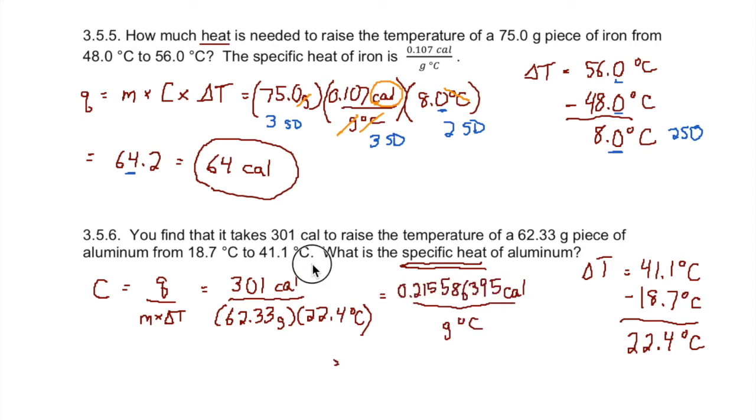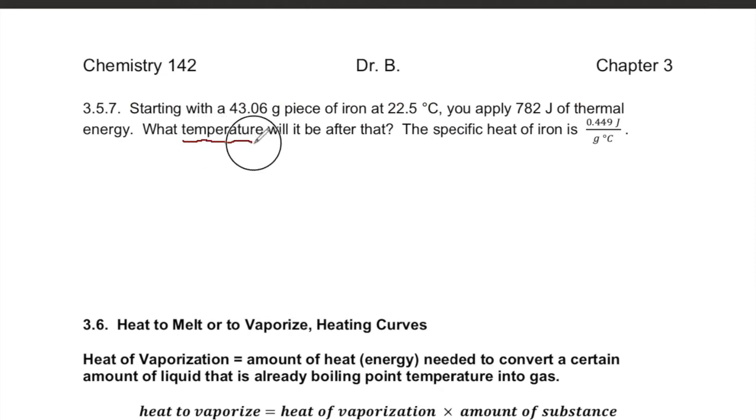As for the significant digits, we have 3 significant digits in the numerator, a value with 3 significant digits and one with 4 significant digits in the denominator. So we are going to need 3 significant digits in our answer, which makes it 0.216 calories per gram degrees Celsius. This problem here is asking what temperature the piece of iron will end up at.